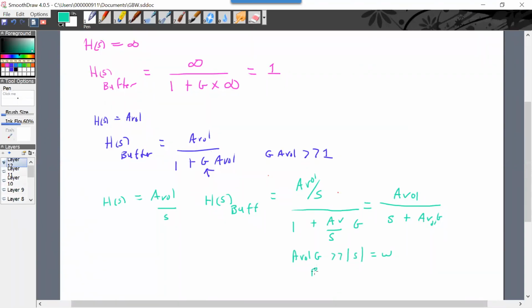It's the voltage division. So the closer to 1 this is, the closer G is to 1, the more it's like a buffer. The smaller G is, the more gain you have. So this is my AV over S, right? G equaling 1, right? That's the biggest thing.